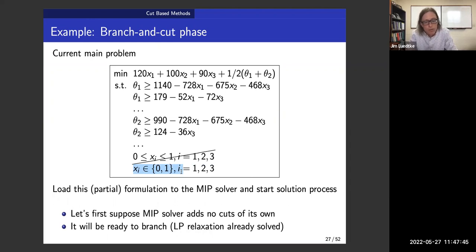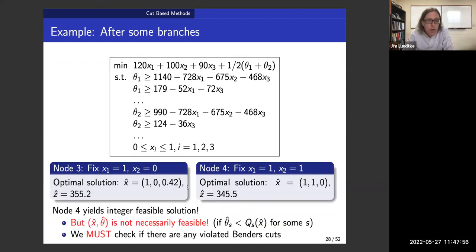For starters, let's suppose that the solver doesn't do any of its own general purpose cuts. So it just solves the LP relaxation, and it's going to branch because I had a fractional solution to start with. It created a few nodes. Let me show you what happens at node 4. When I solve node 4, where I fixed x1 to be 1 and x2 to be 1, my optimal solution had x hat equal to 1, 1, 0. Notice that I didn't fix x3 to be anything, but it came out to be 0 anyway. And so this is an integer feasible solution.